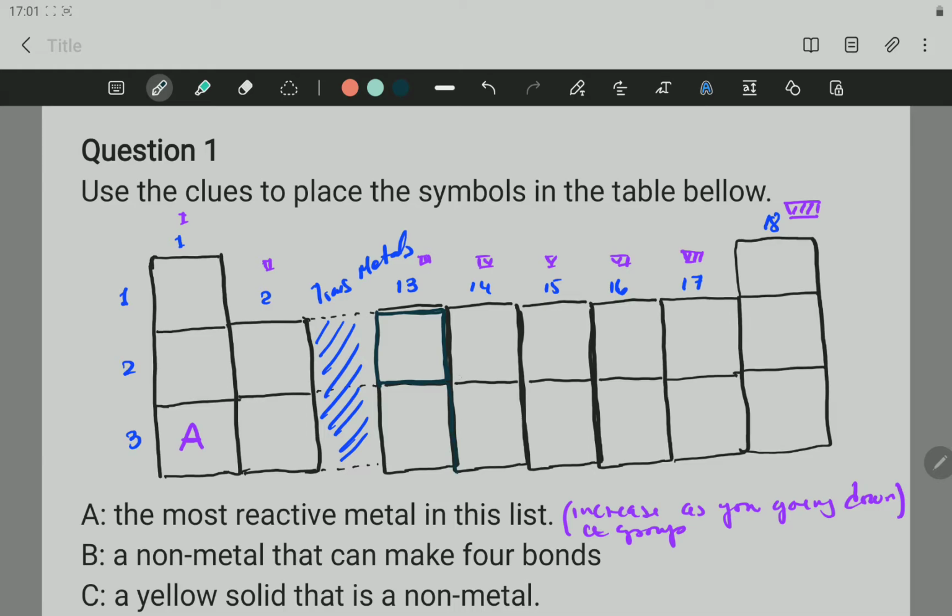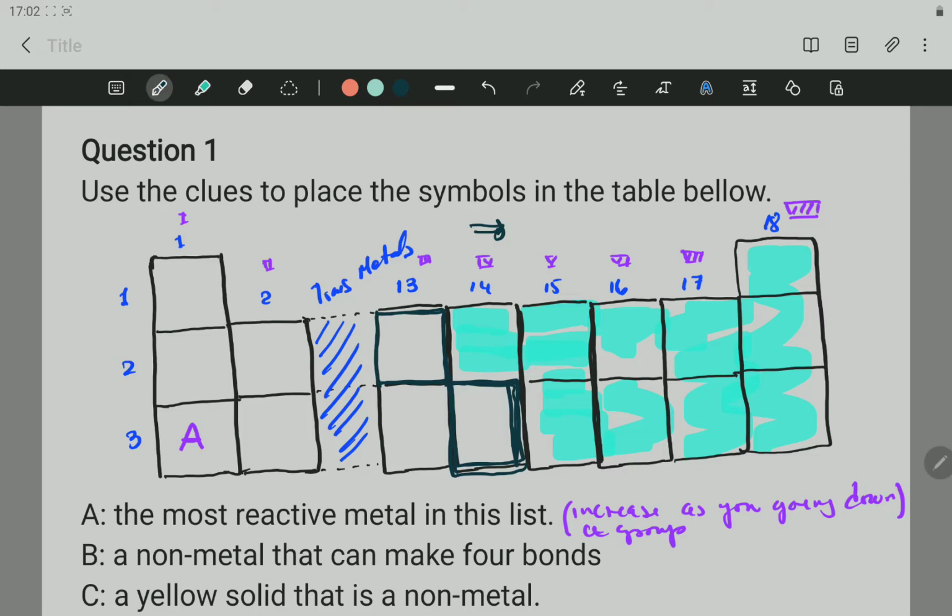Okay, now in this question B, we're looking for a non-metal. So it's an element that is further to that side. All these ones here are non-metals. All right, maybe we can use a small light to indicate all these ones here are non-metals, and on the other side are the metals. So we're looking for B, a non-metal that can form 4 bonds.